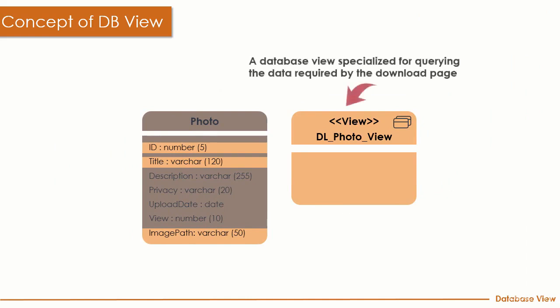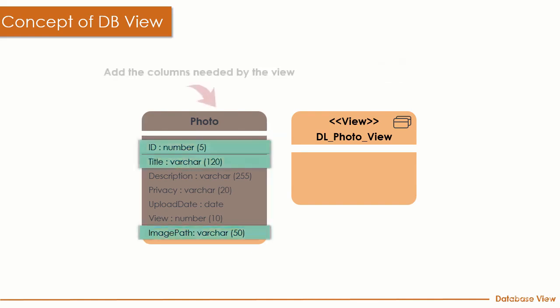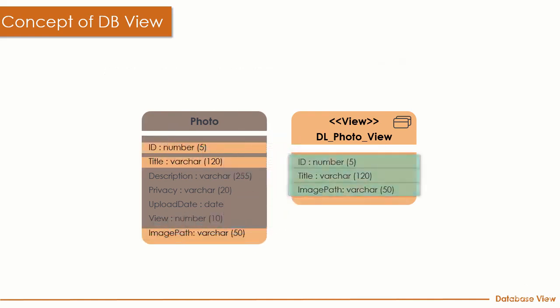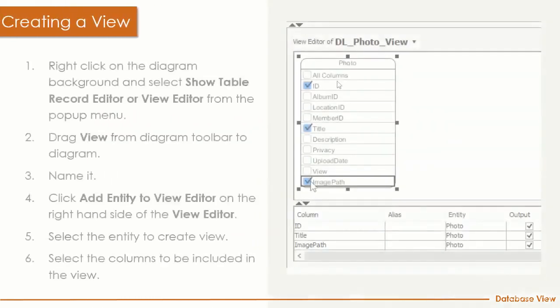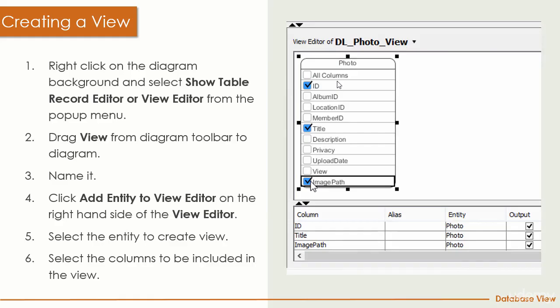To do that, we can create a view. For example, we call it DL photo view. Then we just get three columns showing in the view. So when you query this view, you get just the data you want instead of a lot of columns returned. Creating a view in Visual Paradigm is easy. Let me show you now.